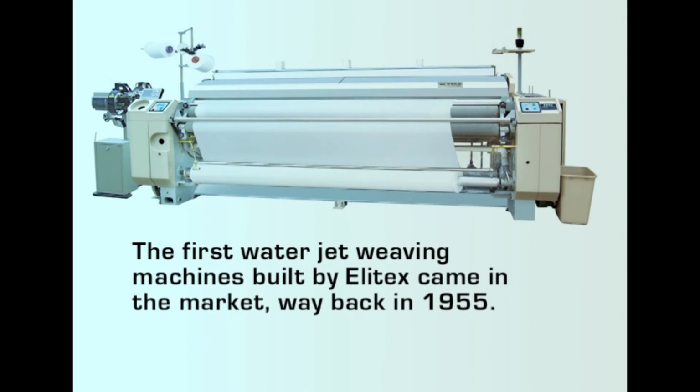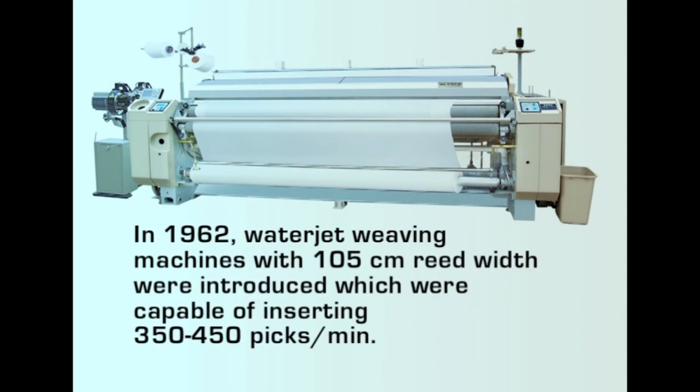These water jet weaving machines were first built by Elitex way back in 1955. In 1962, water jet weaving machines with 105 centimeter reed width were introduced, which were capable of inserting 350 to 450 picks per minute. This is a very high speed of weft insertion.